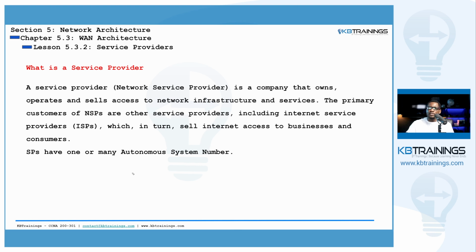And we also need to know that every service provider has an autonomous system number. It might have multiple autonomous system numbers, and that usually comes with acquisitions and mergers. So when you acquire another company, their autonomous system number becomes part of your autonomous system numbers. So it's very common to see a service provider with tens of autonomous system numbers. So that's in general what a service provider is, and I'm going to give you a general overview of what the architecture looks like. Let's do that here.